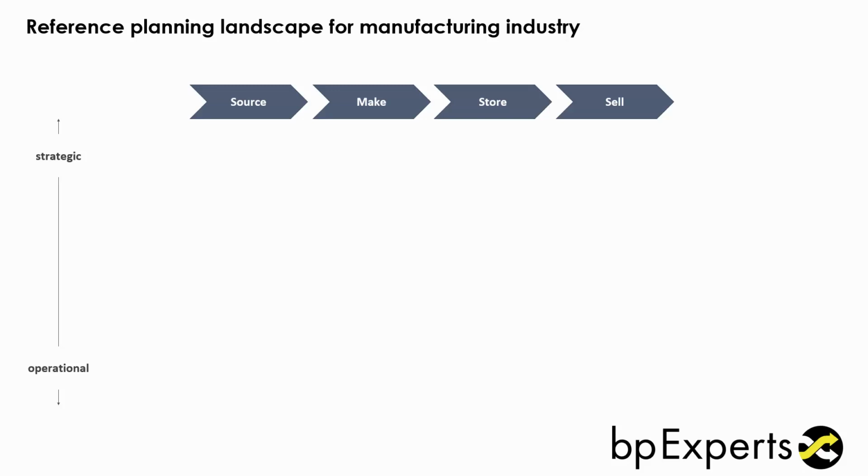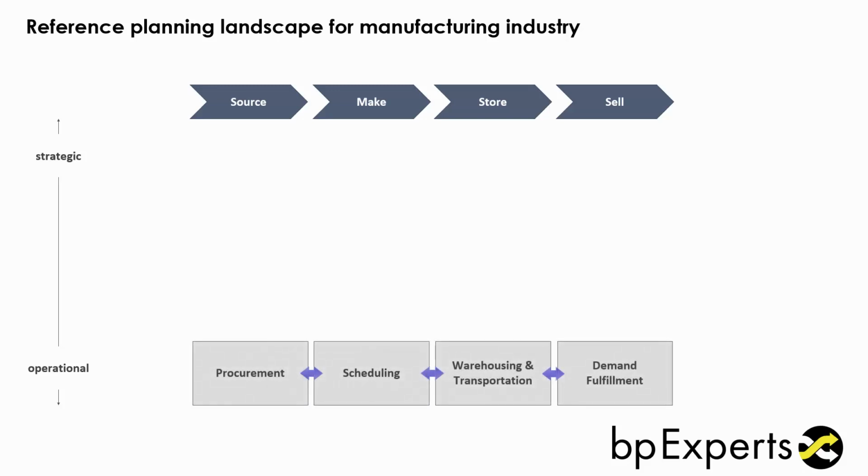On the operational level, we see procurement, production scheduling, warehousing and transportation, as well as demand fulfillment as elements. All these elements need to stay aligned to really operationalize the supply chain. The focus in these areas lies on actual execution. Planning is here limited to detailed sequencing of activities only.